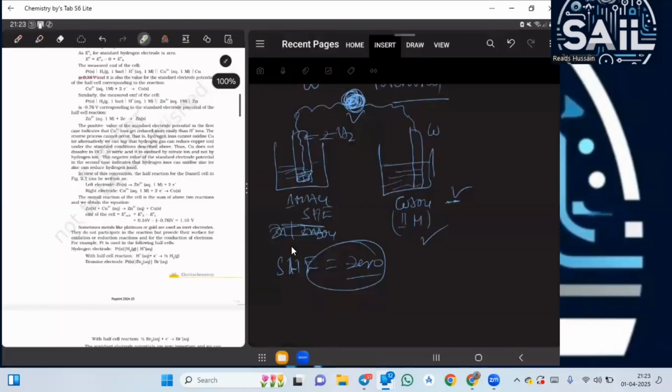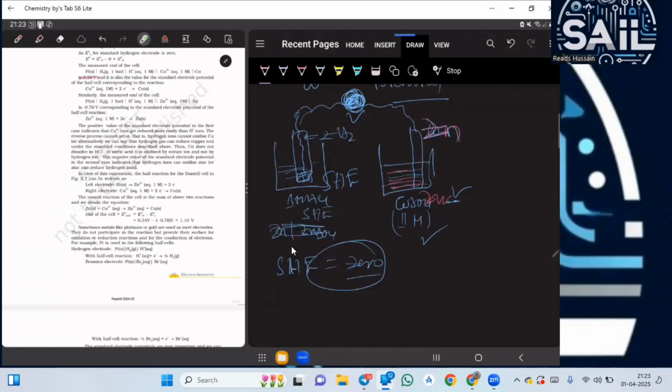Similarly, if you want to find the electrode potential of zinc, what you have to do is very similar to the previous one. You take the standard hydrogen electrode connected to, let it be a zinc rod this time, in zinc sulfate solution with concentration 1 molar. When the zinc electrode is connected to the standard hydrogen electrode, there will be some potential difference. This potential difference is nothing but the standard electrode potential of zinc.